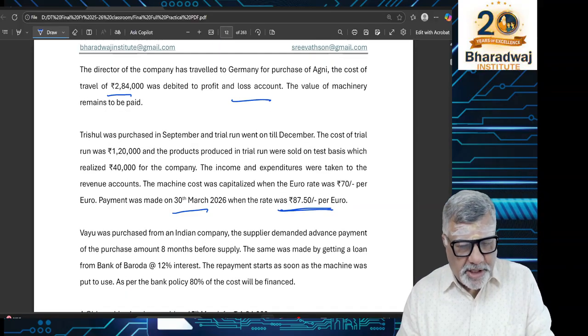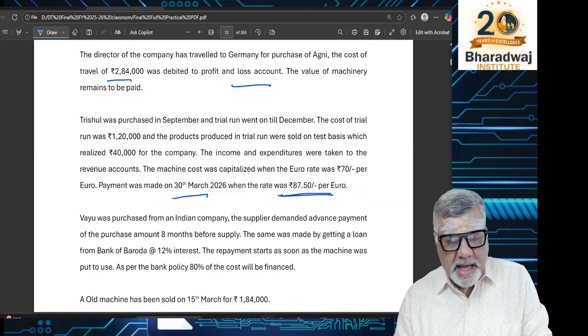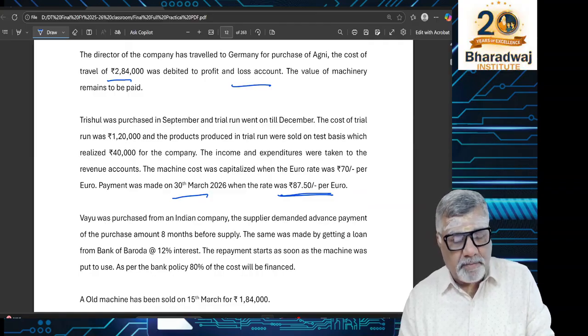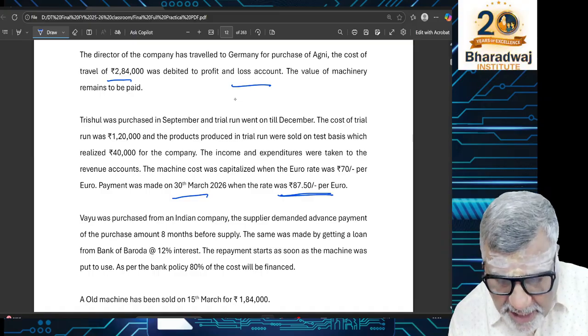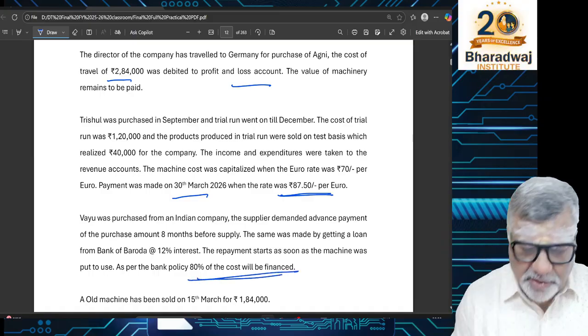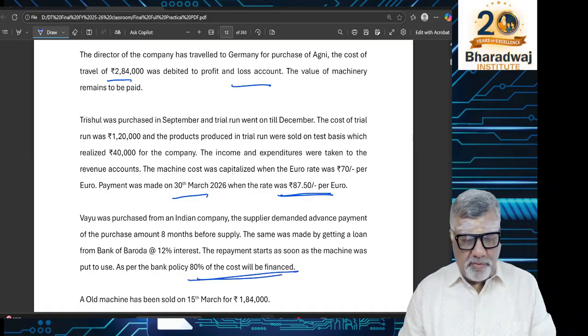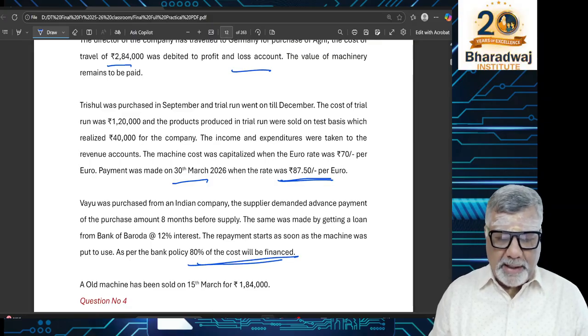Vayu was purchased from an Indian company. The supplier demanded advance payment of the purchase 8 months before supply. The same was made by getting a loan from Bank of Baroda at 12%. The repayment starts as soon as the machine is put to use. As per the bank policy, 80% was financed. An old machine has been sold for 1,84,000.